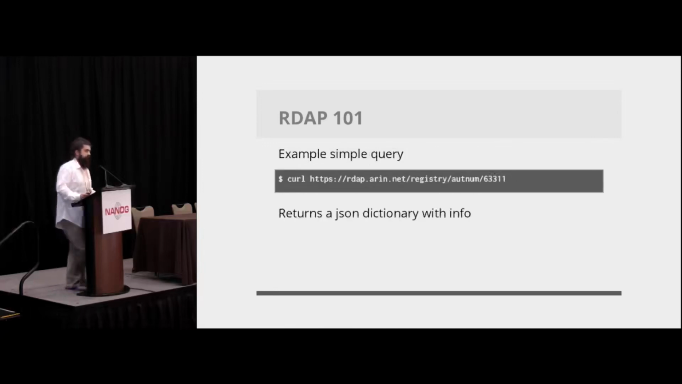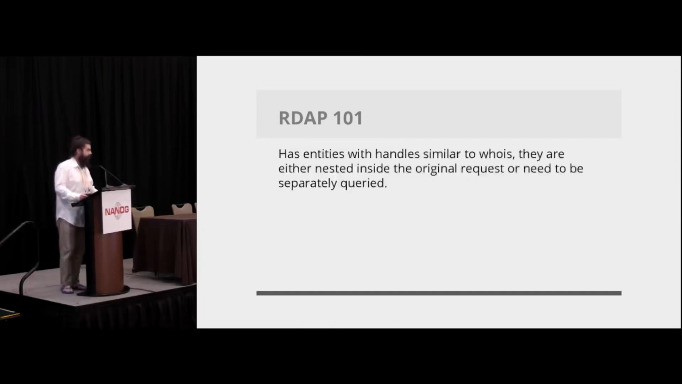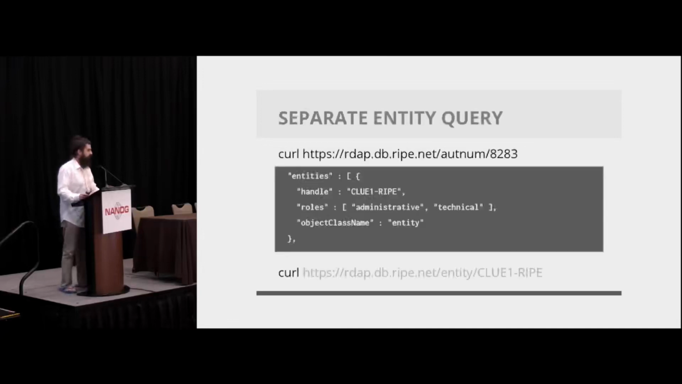And it's just simple JSON, as I'm sure all of you are familiar with. You can curl and get a huge JSON dictionary. It also has entities, which is, for those familiar with Whois, like when you query a handle to get more information, it has the same concept and the same queries. So this is Coloclue. RIPE does not nest entities, and ARIN does. So the entity is just going to give you all the information on a person or organization. So RIPE gives you this handle, and then you query the entity to get the rest of the information.